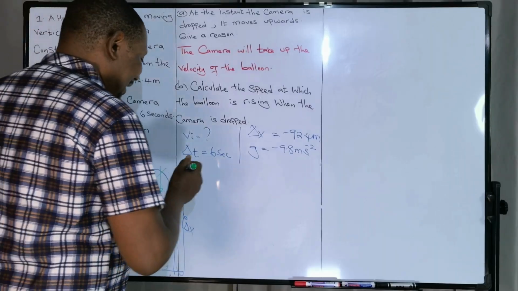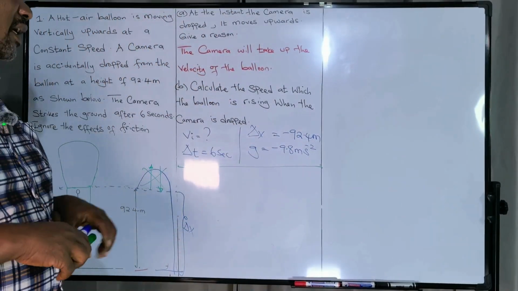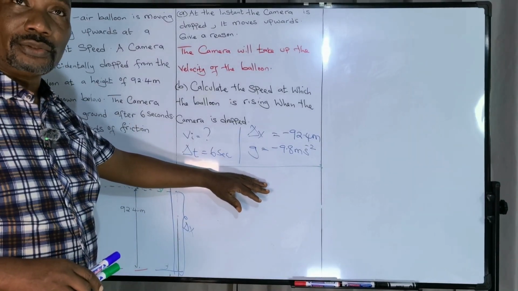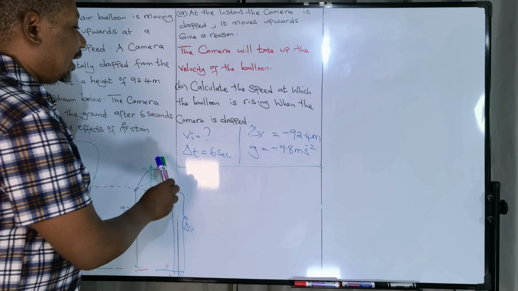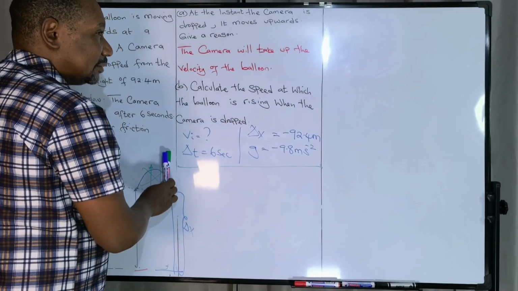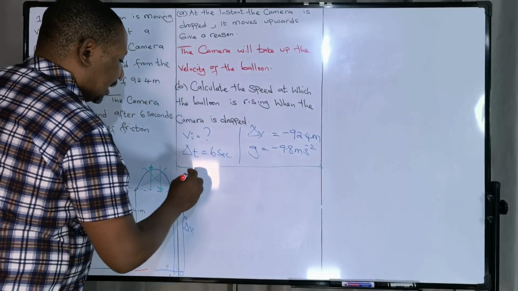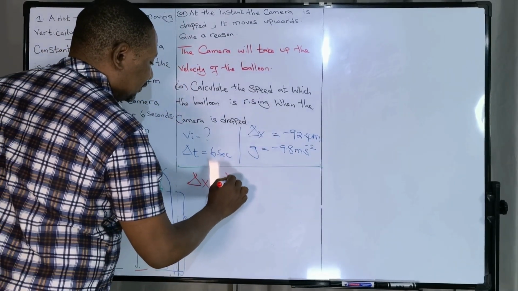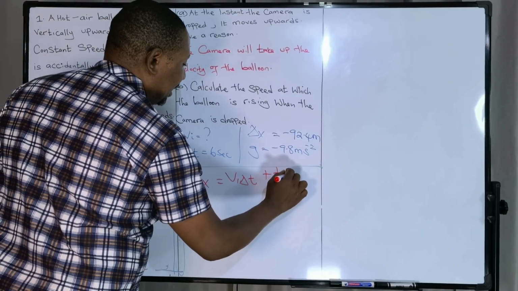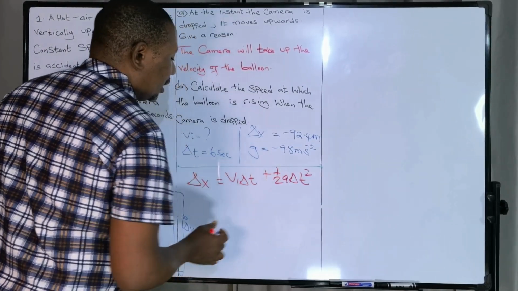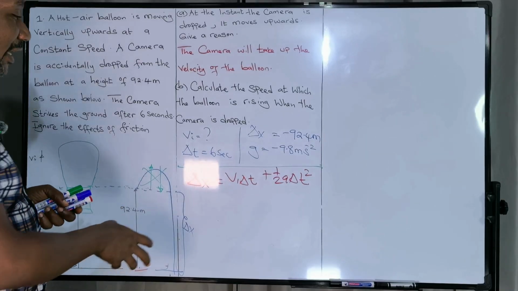So that is the data, that's the information we have. And now that you have the information, what do we do? We look for the right equation, the equation which can incorporate all this we have. And the best equation is delta x equals vi delta t plus a half a delta t squared, which some people call the third equation of motion.